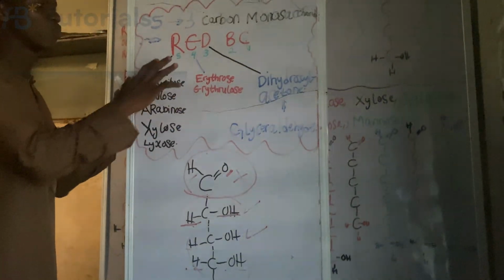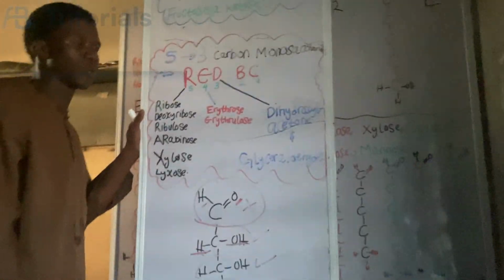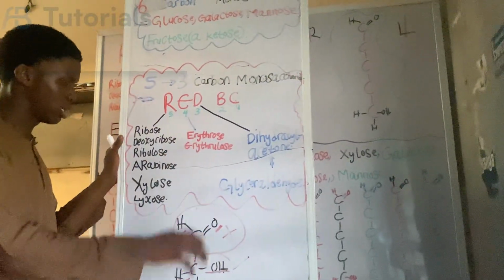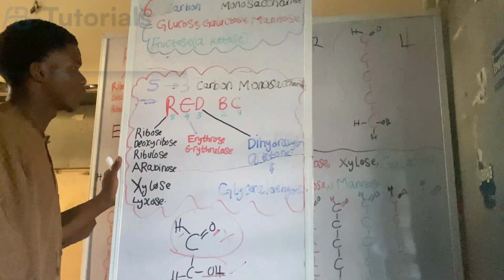Now let us move into how to draw these structures. Don't forget the RED BC, that is your red blood cell, and you can get our different monosaccharides from here. So how do we draw the structures of our carbohydrates?